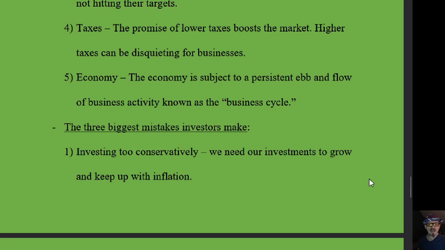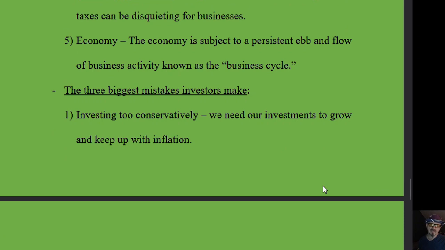So, number 5, economy. The economy is subject to persistent ebb and flow of business activity known as the business cycle. That's one thing about the economy. It will always ebb and flow. It will always go up and down. There will be peaks and valleys. But every time there's an economic low of some kind, all the doomers and preppers all say we're headed for a collapse. I don't think I believe that, to be honest.